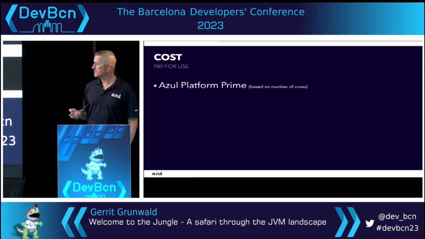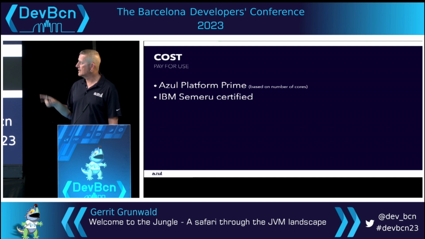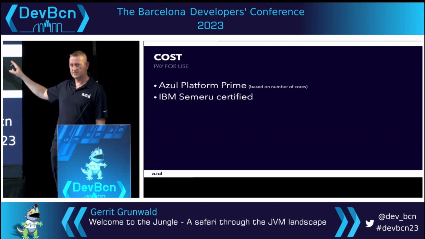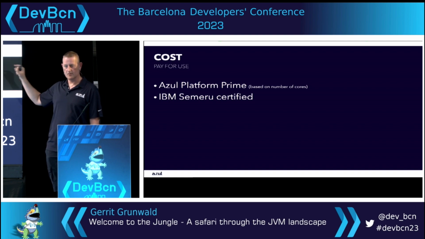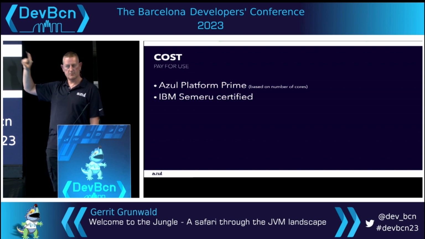Paid versions are available. This is our own one, which is Azul Platform Prime, where we have support, of course. Then IBM Semeru Certified. You saw this, and in the free versions, there was also IBM Semeru. This is the OpenJ9 one. They have 2 different versions. This one has the TCK license. The other one doesn't have.